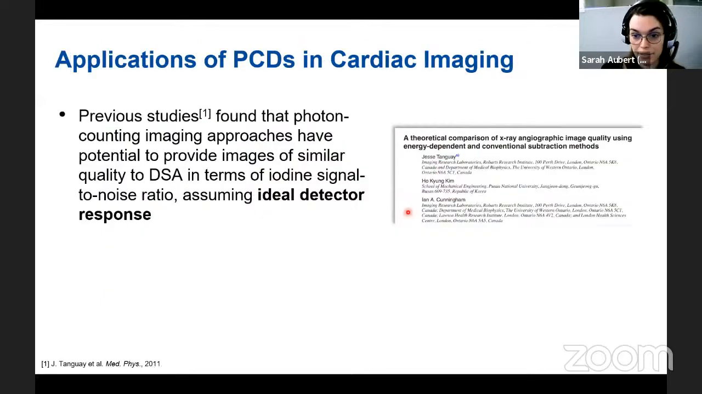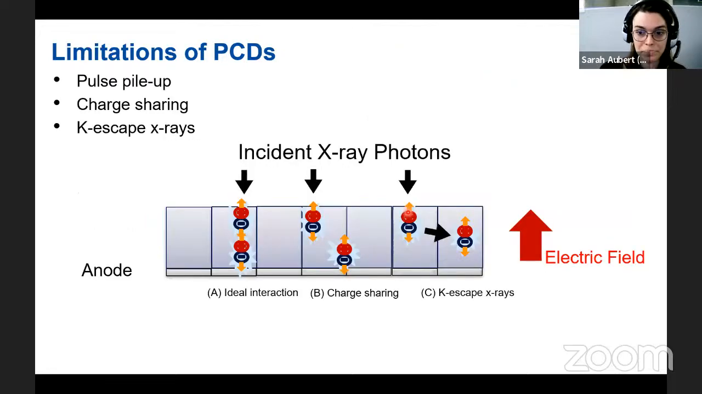Previous work has found that photon-counting angiography has the potential to provide images of similar quality to the gold standard of DSA in terms of the iodine signal-to-noise ratio. However, these studies assumed ideal detector responses, but this does not account for the physical phenomena that we observe in photon-counting X-ray detectors. Photon-counting detectors face limitations imposed by physical phenomena like pulse pileup, charge sharing, and K-escape X-rays, all of which can degrade our image quality.